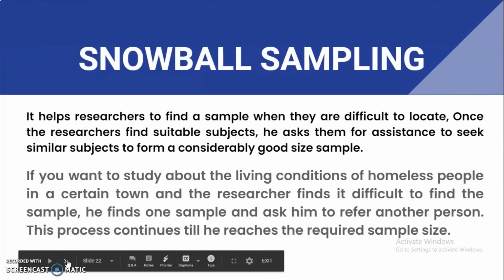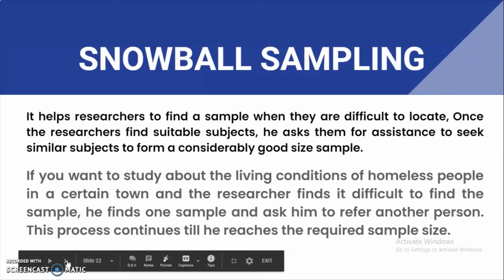It is mostly used if the researcher finds it difficult to get the sample. In some cases it may be difficult to get the required sample. At that time we can use this snowball sampling. It helps researchers to find a sample when they are difficult to locate. Once the researcher finds suitable subjects, he asks them for assistance to seek similar subjects to form a considerably good sized sample.